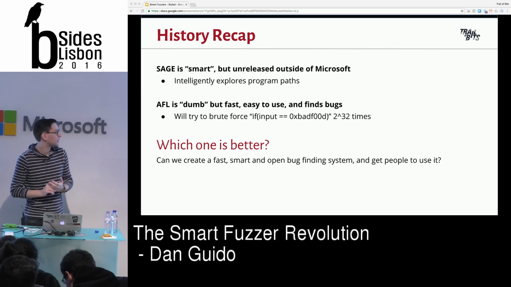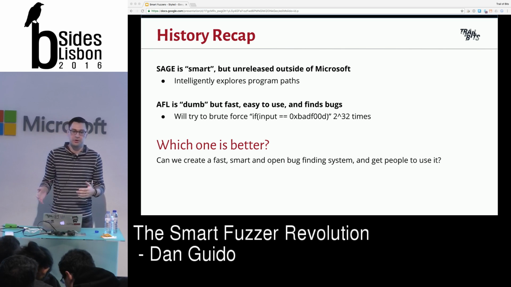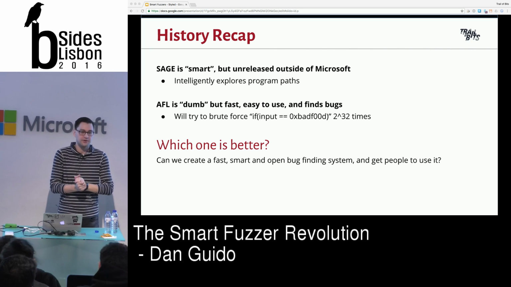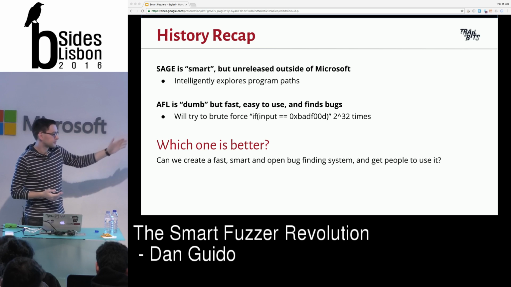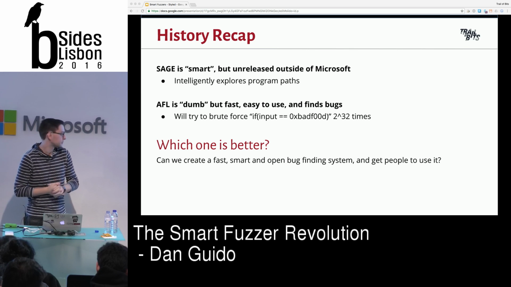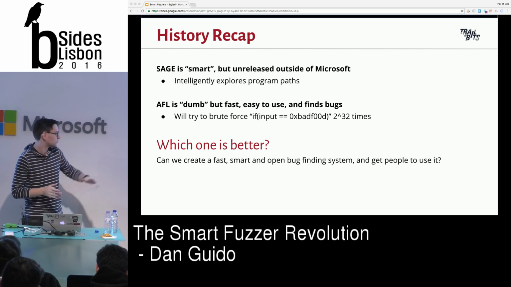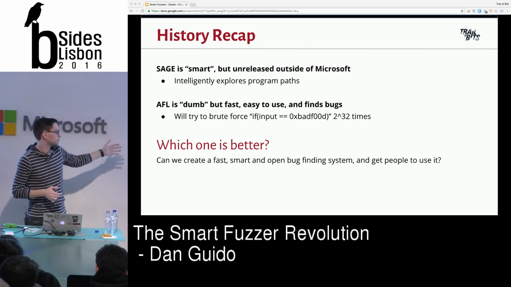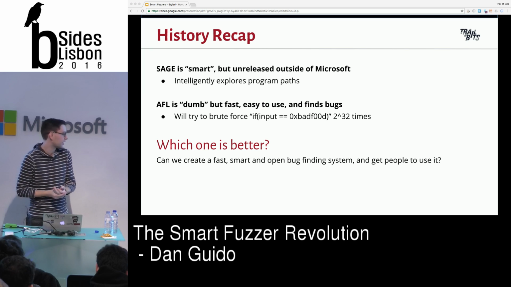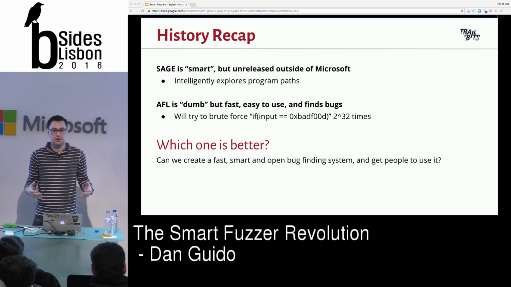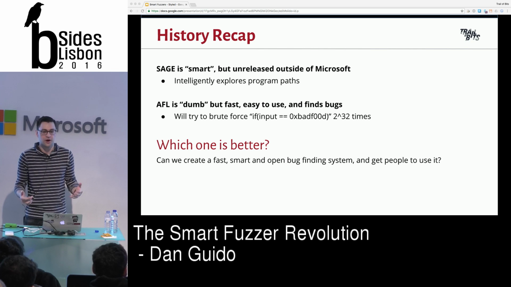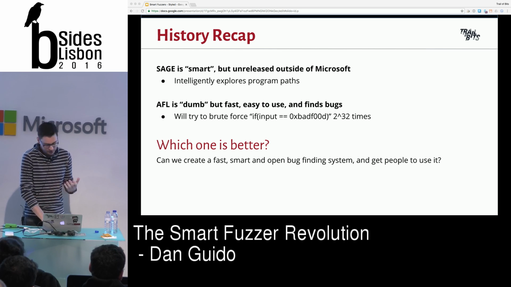So to recap, SAGE is smart. It intelligently explores program paths, but you can't use it. AFL is dumb. You can use it, and it's still incredibly effective. It'll get stuck on the same kinds of things that all fuzzers will, like simple checksums. You just bang its head against the wall. So from a research perspective here, which one is better? Can we create something that combines the best of both? Why do we have to be satisfied with simply a dumb fuzzer, and how do we extract all of this incredible knowledge outside of Microsoft Research and outside of Microsoft's development cycle into the real world? Not the real world, but the rest of the world.